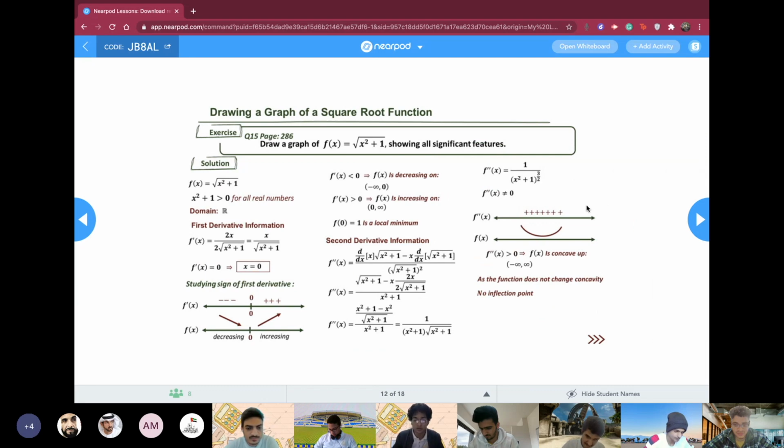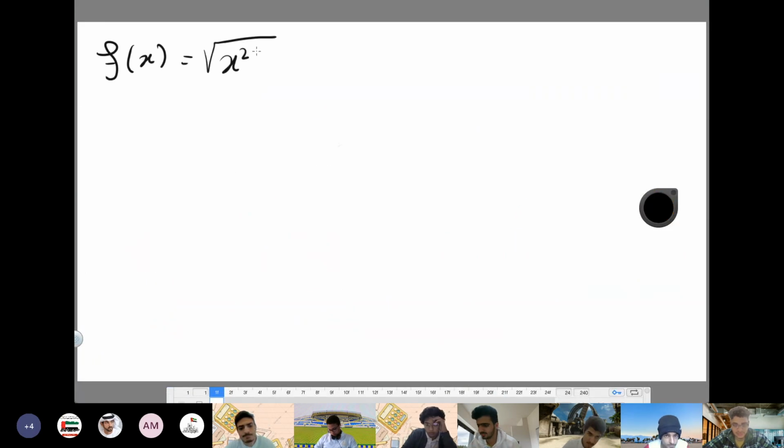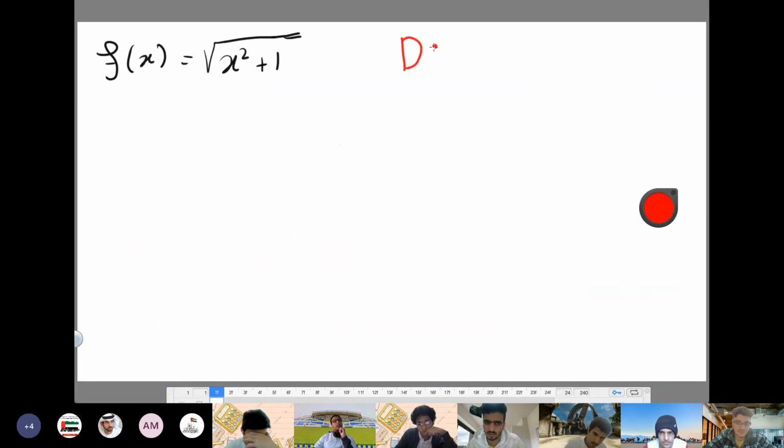So now we have the graph, another graph question. I will solve it for you. The domain. Plus and -1. Try again. Okay, good job, Yusuf. It is R.